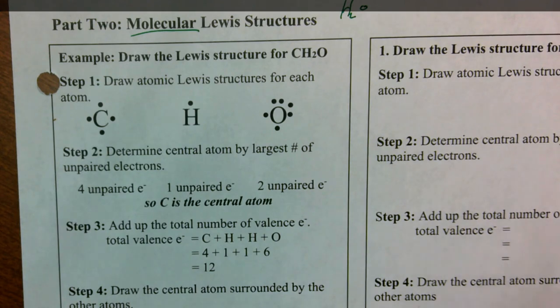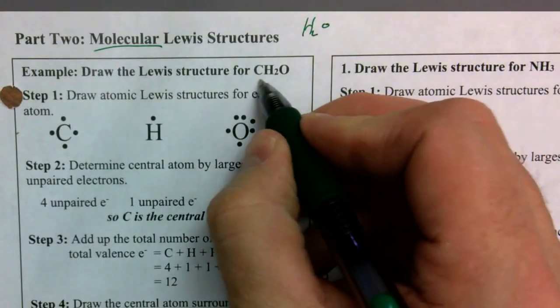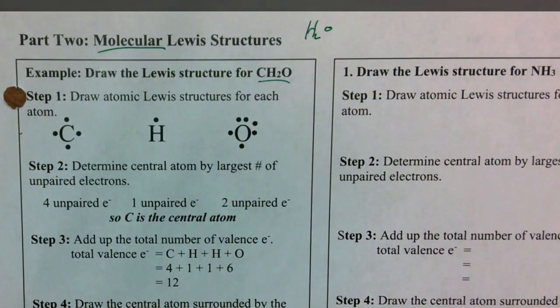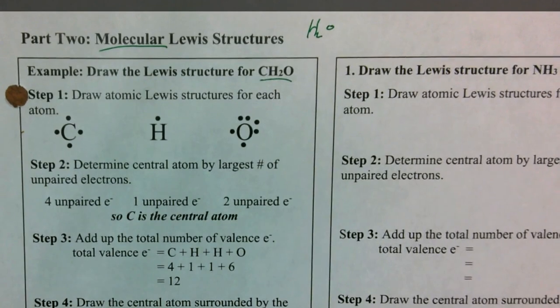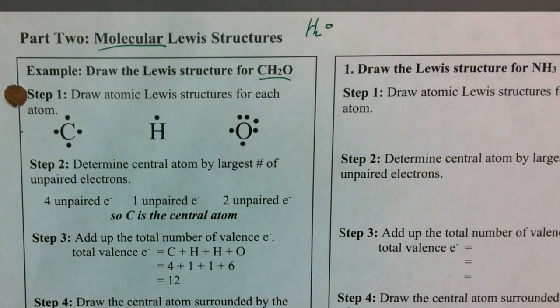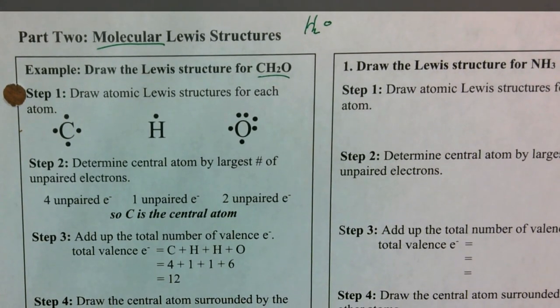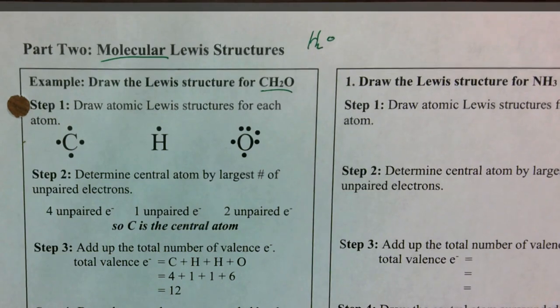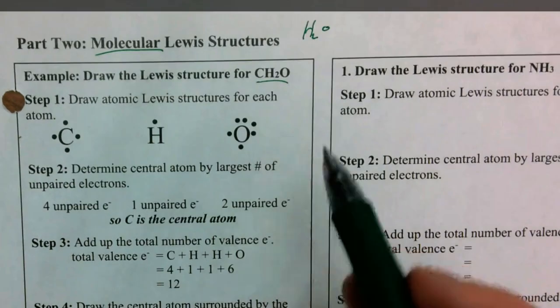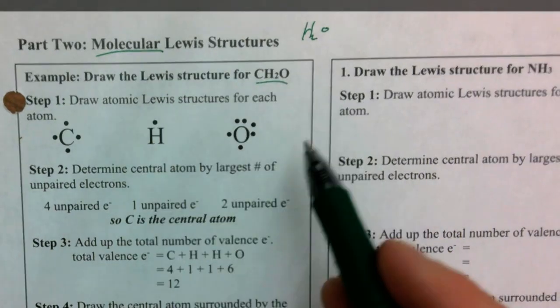So how do we draw a Lewis structure for a molecule? First, we are going to look at the formula. This is the first molecule. You should have this sheet in front of you and you can walk through this with me. We'll go through a couple of examples together, and then I'll have some practice for you to do individually, okay? Sorry if my camera goes in and out of focus here.